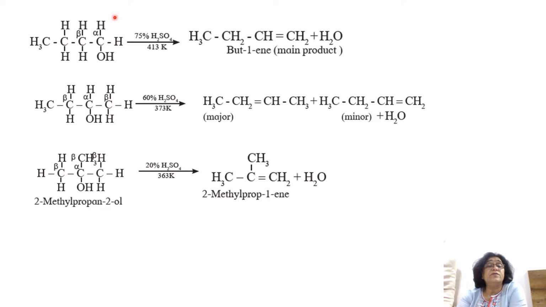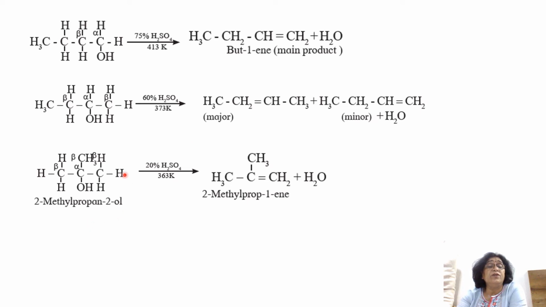Okay, now if I take this one, this is butanol. 1, 2, 3, 4. Butanol reacts with 75% sulfuric acid at 413 Kelvin, and it forms but-1-ene as the main product. Clear? Now instead if I take, here 1, 2, 3, 4, secondary butyl alcohol and react it, then the reaction happens at 373 Kelvin with 60% sulfuric acid, and but-2-ene is formed as a major product.